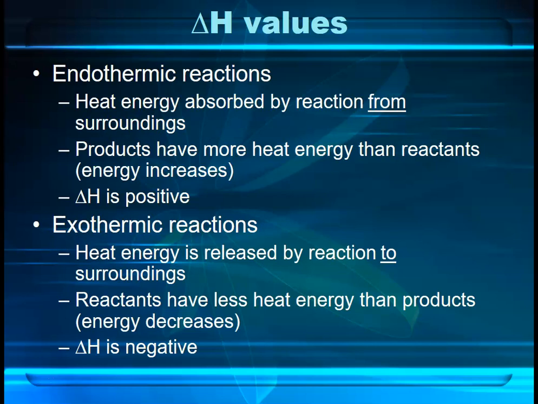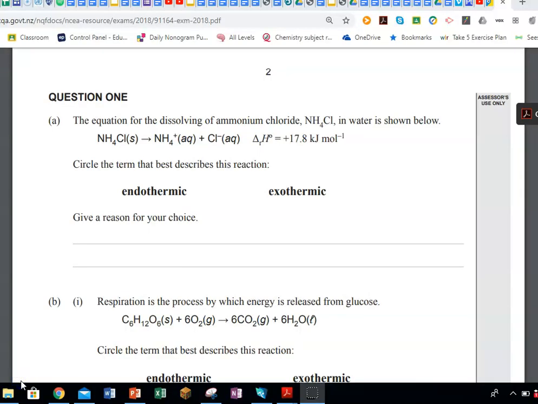Now, these sorts of questions, or questions about whether or not this reaction is endo or exothermic, come up regularly in NCEA. And I'd like to briefly show you the sort of question that you can see and what you should do to answer it. Okay, so these are some questions out of the 2018 exam paper. You can find these exam papers on the NZQA website, and of course their mark schedules can be found there as well.